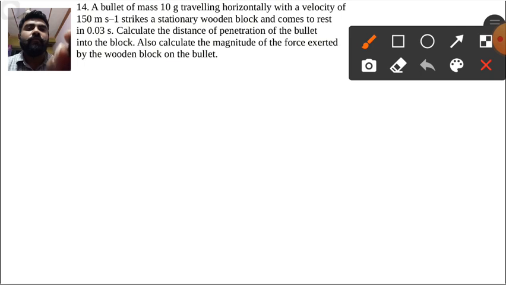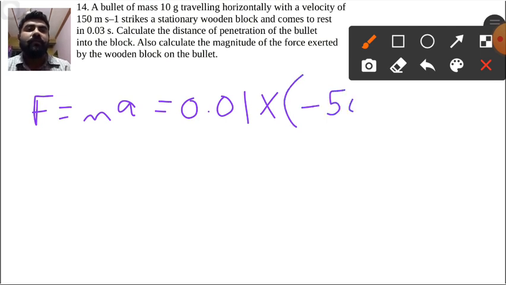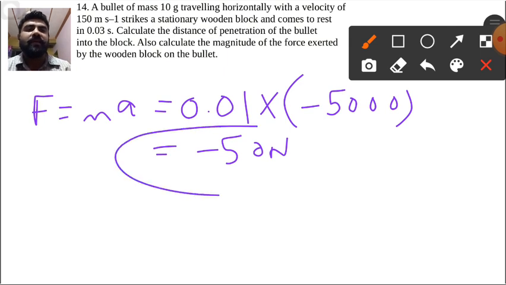Right? So now the force formula, what is the force formula? F is equal to mass into acceleration. Now the magnitude of the force exerted by the wooden block on the bullet. So mass, that is 10 gram, so 0.01 into acceleration. Earlier we found that acceleration is minus 5000. So here the answer will be by 100, so minus 50 Newton. So this is the force exerted by the wooden block on the bullet. So that is our correct answer in Newton.